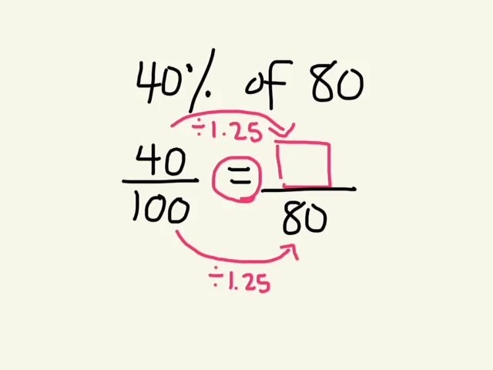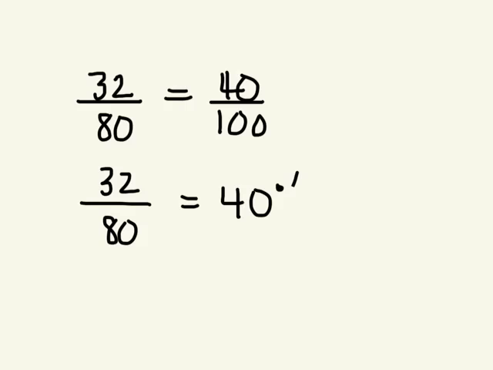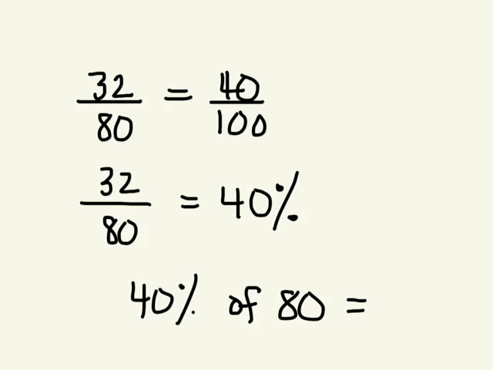Okay, so we're going to do 40 divided by 1.25. Okay, and we're using the scale factor to find the missing term. And we got 32. So that means that 32 out of 80 is equal to 40 out of 100. 32 out of 80 equals 40%. So 40% of 80 is 32. Okay? So the answer is 32. So we used scale factor to solve that. We used proportions to solve that one.